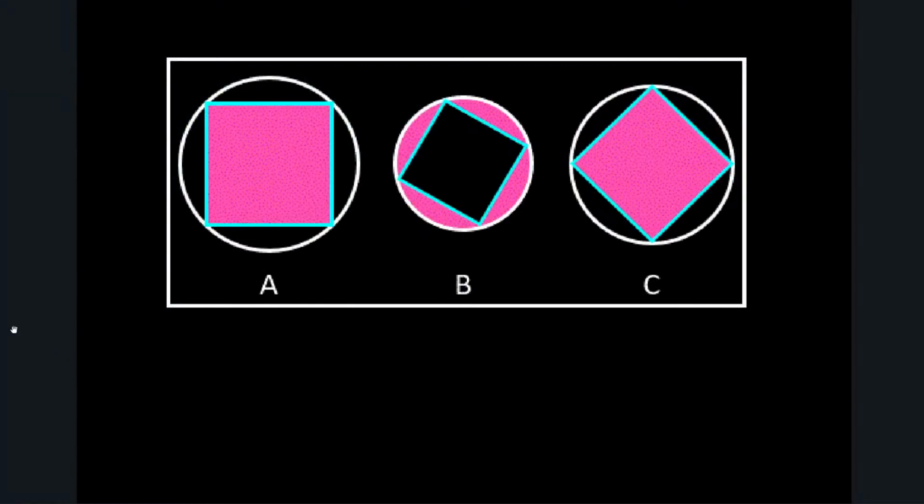Let's say you come across a problem and you're given a circle and then there's a square inside of it. And you're trying to find the area of either the square or the area of the circle that's not in the square. So we're looking at A and B specifically, but A and C are fairly identical problems here.